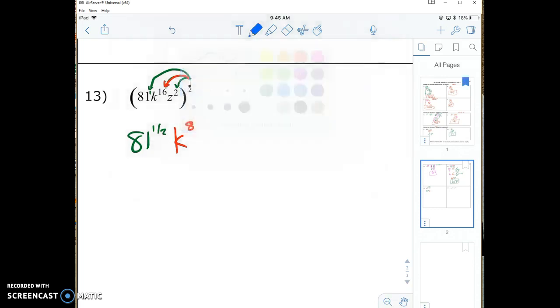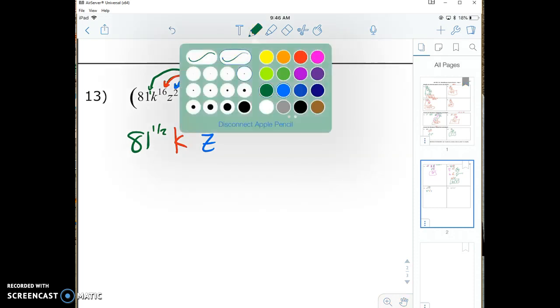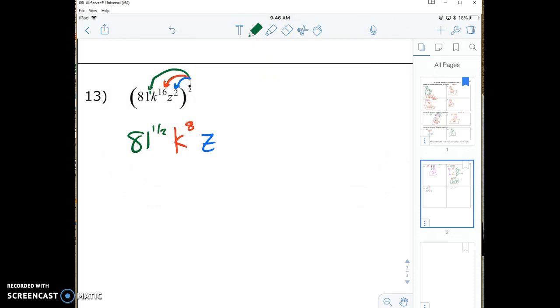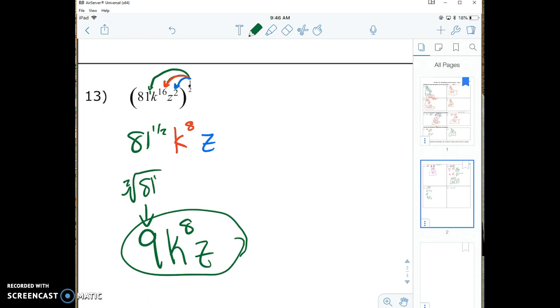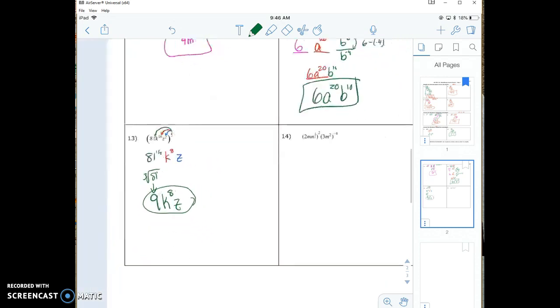And z squared times 1/2. 2 times 1/2 is 1. So z to the first power. And remember, I don't really need that 1. Okay, 81 to the power of 1/2 really means the square root of 81 to the first power. And the square root of 81, that's a perfect square, is 9. I carry down my k to the 8th and z. Notice I have no letters that match, so this is my final simplified answer.